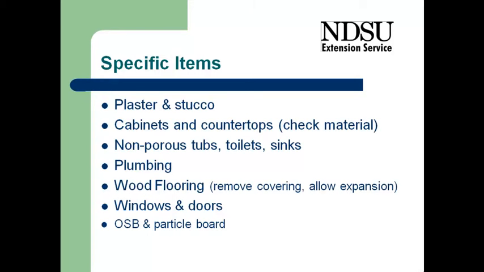Cabinets and countertops, we really need to look at what the material is that was used. Frequently they will disintegrate in that wet, flooded environment. The non-porous tubs, toilets, sinks, we can clean and salvage. The plumbing associated with it typically is going to be sealed, but we may want to do a chlorine flushing through the plumbing system just to make sure that has been cleaned as well. Wood flooring, the actual wood flooring, we can do the cleanup on that wood flooring and salvage it.